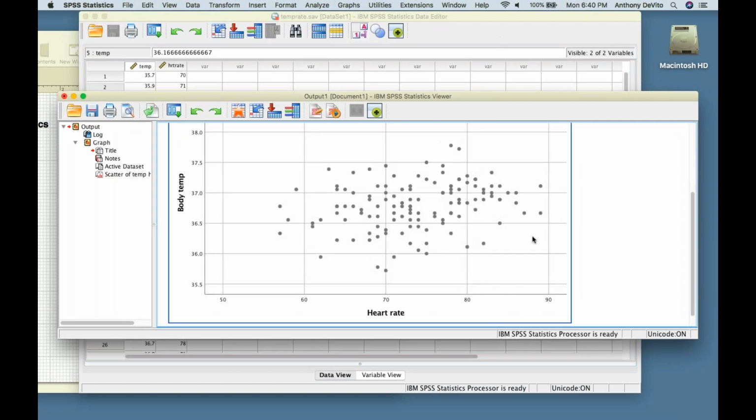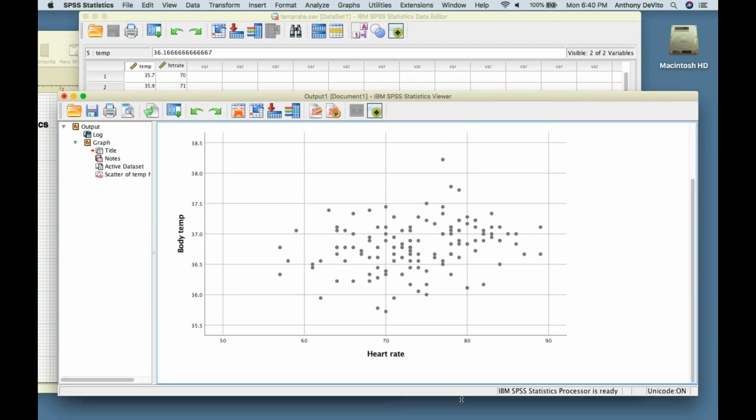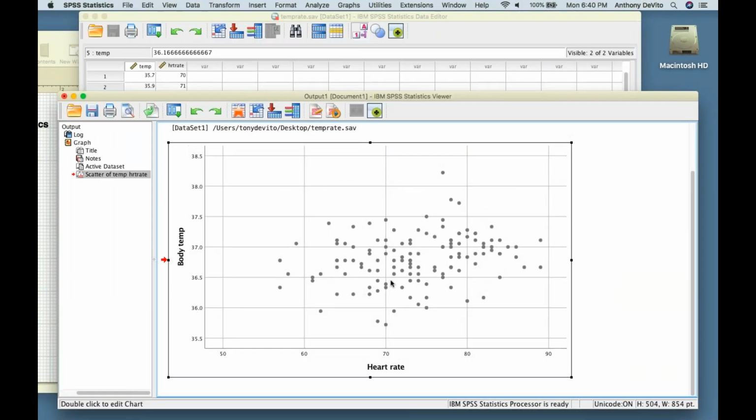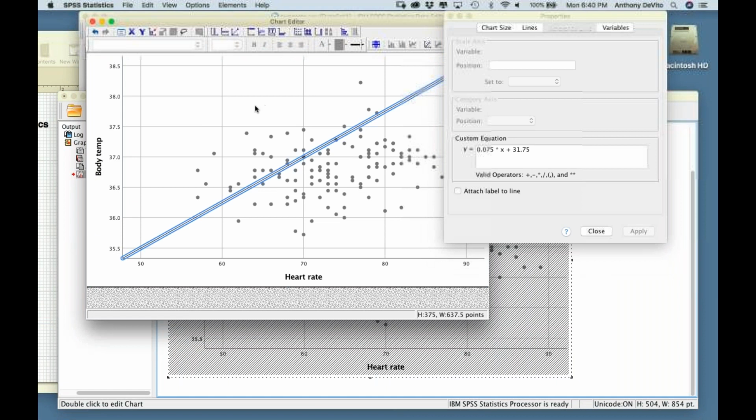Okay, let's take a look. Does it look like there is an association there? Sure doesn't look like a very strong one, does it? Okay, I'm going to double click on this. I'm going to ask SPSS to give me a best fit line here.